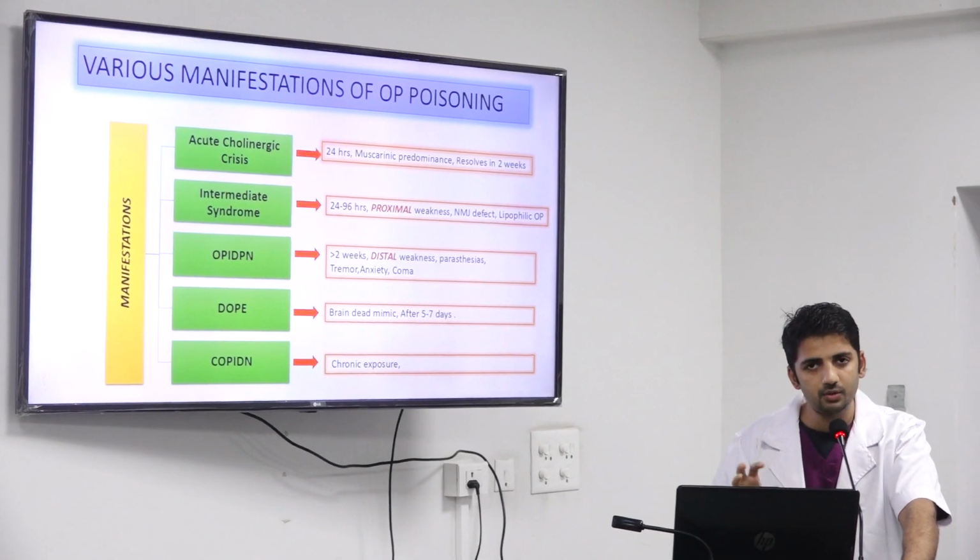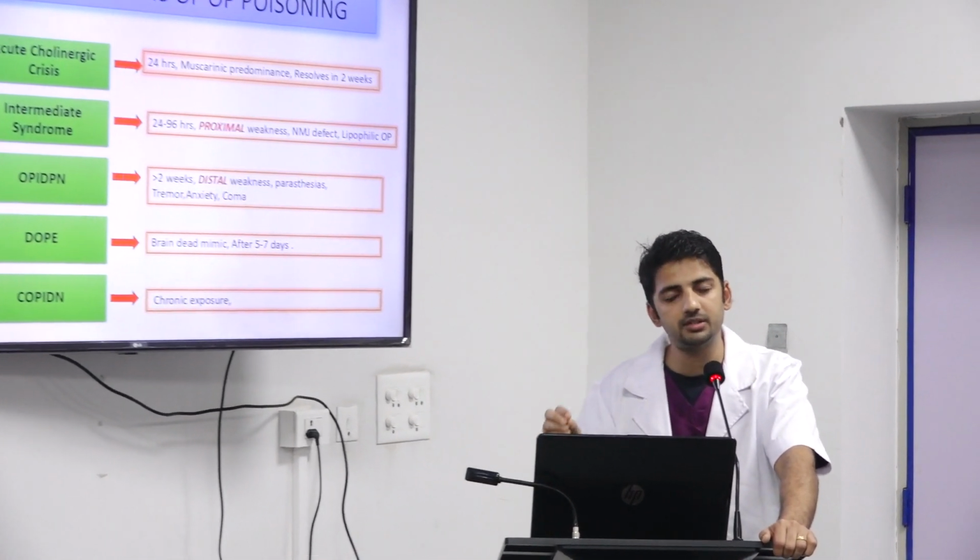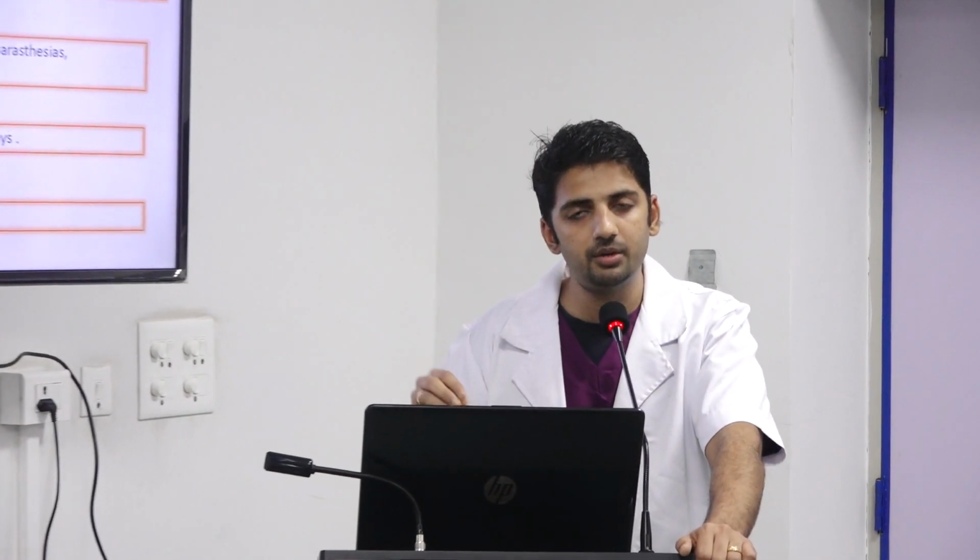The second term is the intermediate syndrome, which usually occurs 48 to 96 hours after the consumption, predominated by proximal muscle weakness, neck muscle weakness, shoulder weakness, and diaphragm palsy leading to respiratory failure. So the stay of a patient prolongs by at least 2 to 3 weeks. The third term is organophosphate-induced delayed neuropathy, which is characterized by distal weakness. It usually occurs after 2 weeks of consumption, characterized by paresthesias, tremors, anxiety, and can even lead to coma.